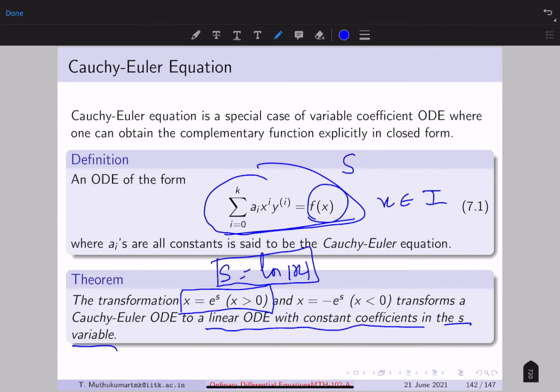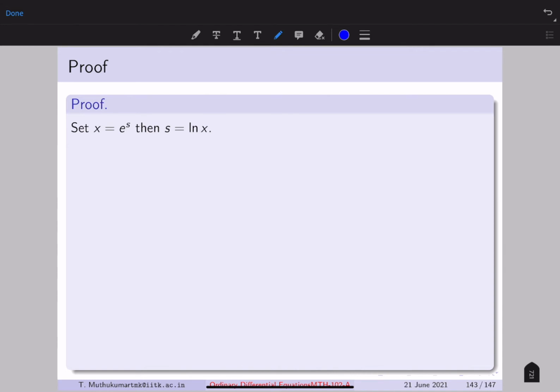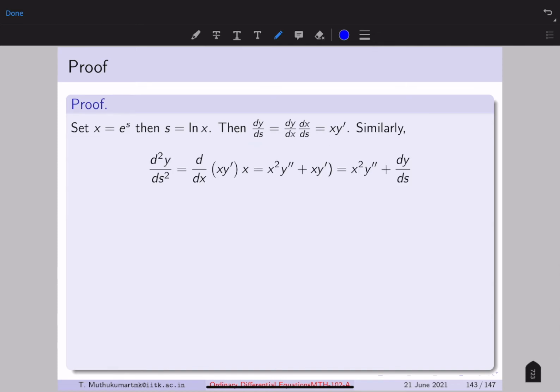Let's look at some examples to understand, but before that, let's see what is the proof of this theorem. So what you do, you set x equal to e to the power s, which means you are introducing the new variable s, which is log of x. We have assumed here without loss of generality x is positive. So now what you have to do, you have to rewrite the ODE which is in the x variable in terms of the s variable, right? So what is the derivative of y with respect to the s variable, which is this, which is xy prime. Similarly, the second derivative of y with respect to the s variable will become this, right?